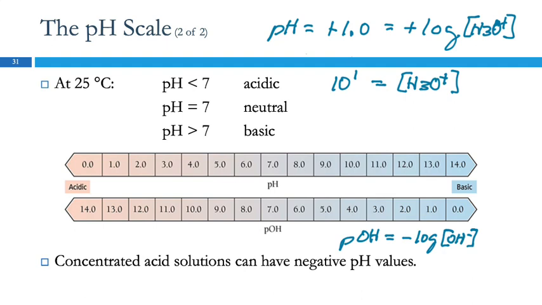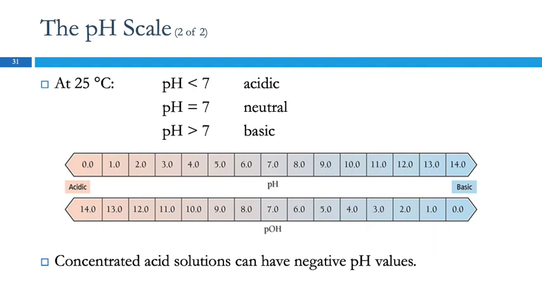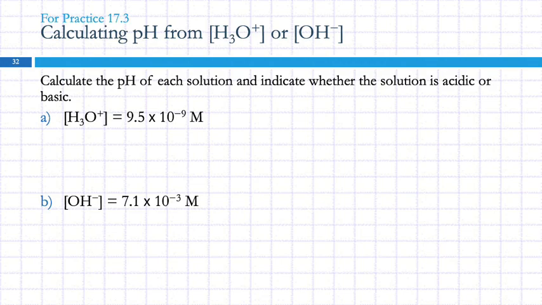What happens if you touched it with your bare hands? You'd get burned pretty quickly. How bad would it burn? Well, it depends on how much and how long it touched you. So we can calculate pH from the hydronium ion concentration or the hydroxide ion concentration.